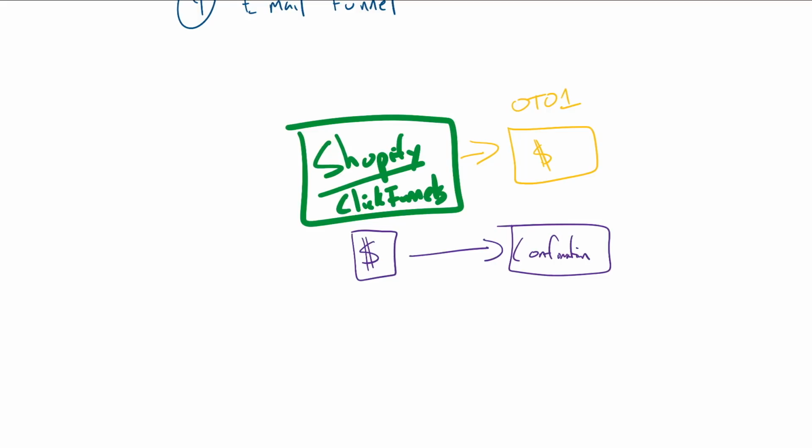Now, OTO, for anyone that is new to this, stands for one-time offer. So typically, you're going to offer this person who just purchased from you a complimentary product at a discounted price. And the discount is one time only. So this works best when it does come after they've put in their credit card, after they've placed that order, because they've just spent money with you, right?